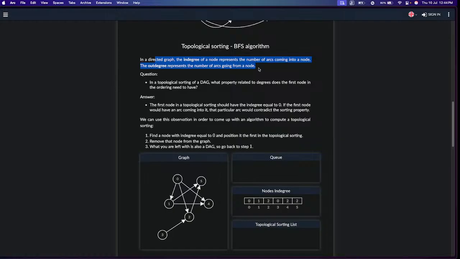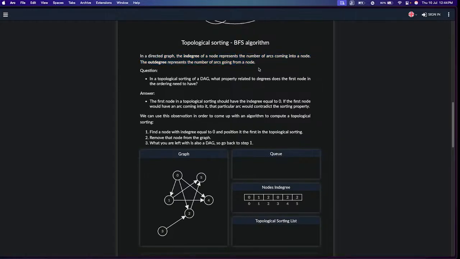Oh, it does give an explanation here about in-degree and out-degree. You can read it. I will provide the link in the description once the stream is done.